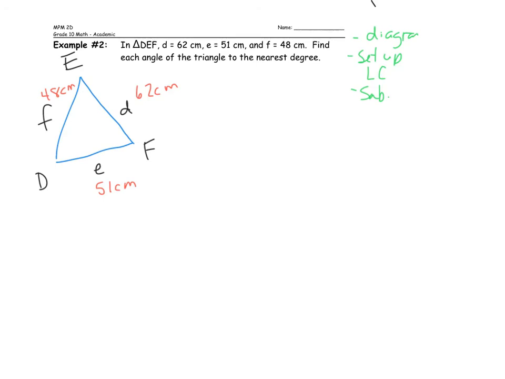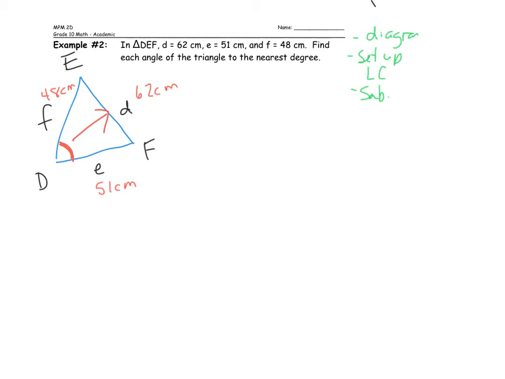Okay, so in this case, they're asking us to find the angle, but it's not telling us which angle to find. So you can sort of choose. I'm going to choose to find angle D. If I'm finding angle D, then I need to set up my law of cosines with respect to side little d, and that's how I'm going to choose to write that out.